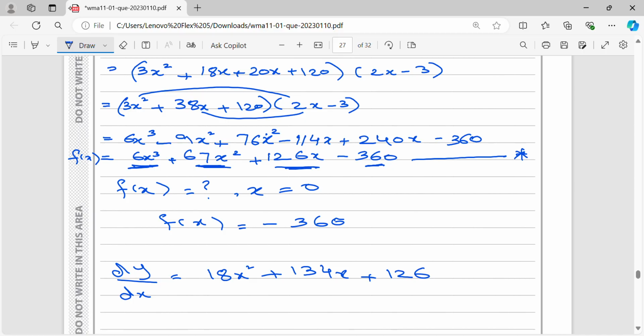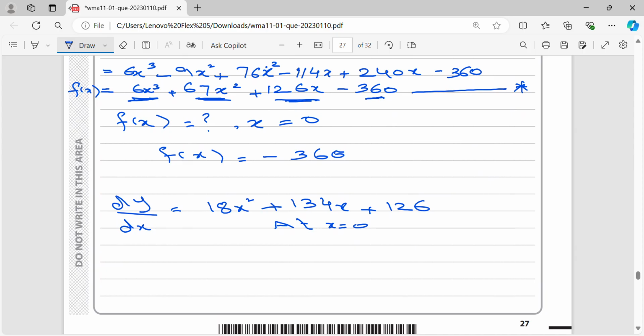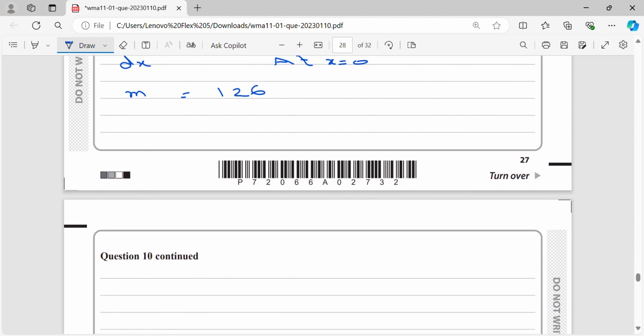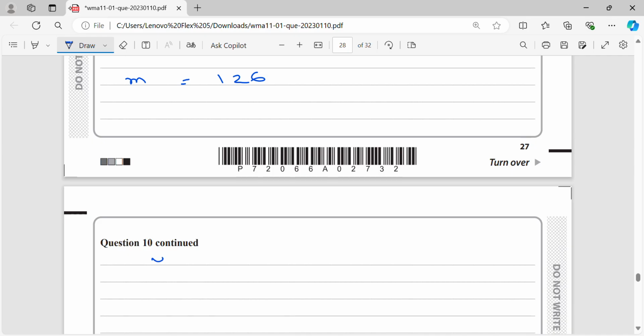Now I need to find the gradient at x equals 0. So the gradient at x equals 0 is 18 times 0 is 0, 134 times 0 is 0, and 126. So the gradient at x equals 0 is 126. Okay, here I can form an equation of a straight line. Let's form an equation of the straight line L by using the formula y minus y1 equals m times x minus x1.